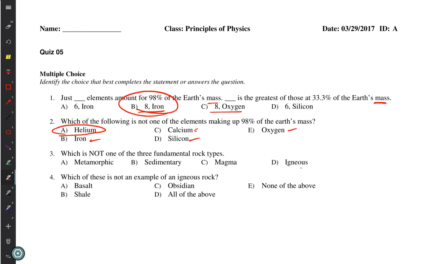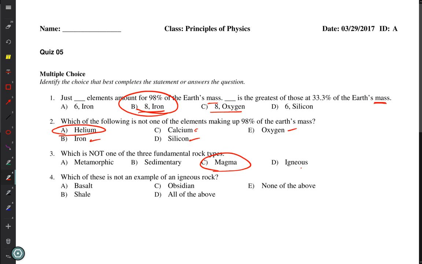Okay, which is not one of the fundamental types of rock? Magma. What is magma? Lava underground. Oh, you know what? I didn't have that question. I told you it was on here, and it's not. Well, it's in the database for the test, that's for sure.